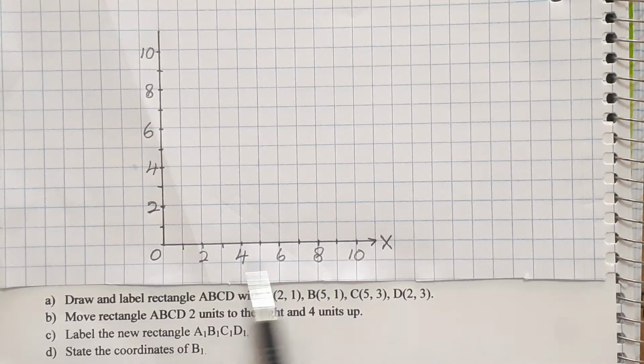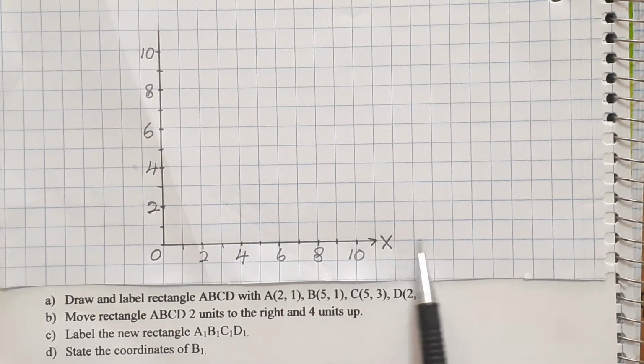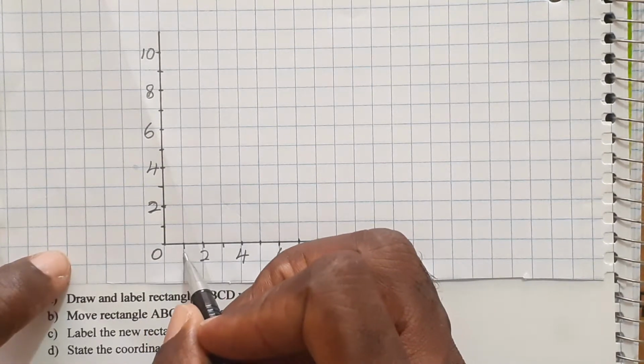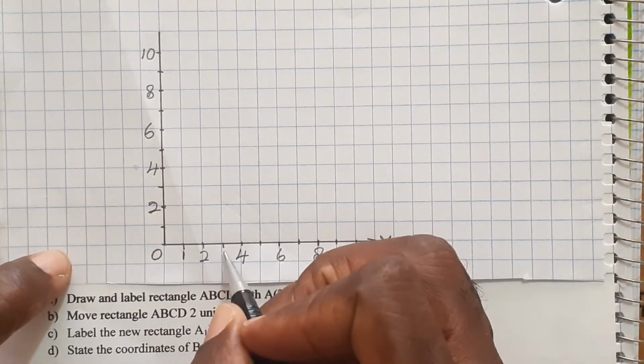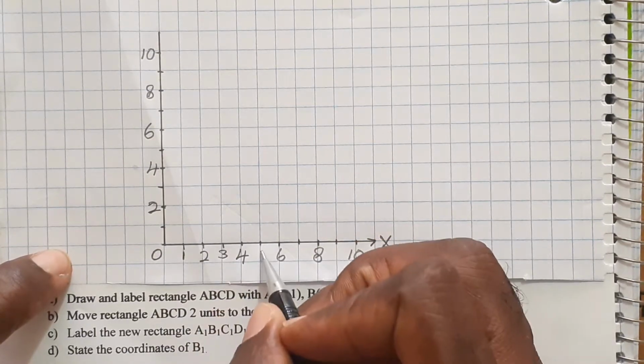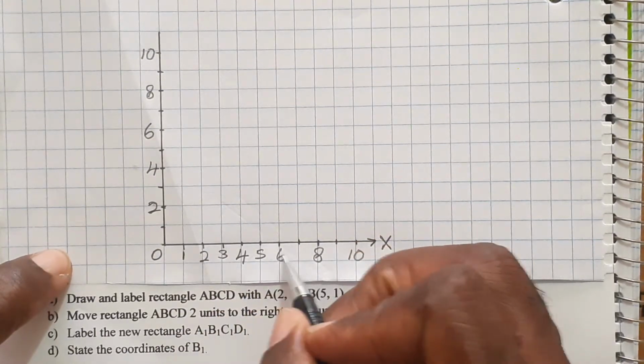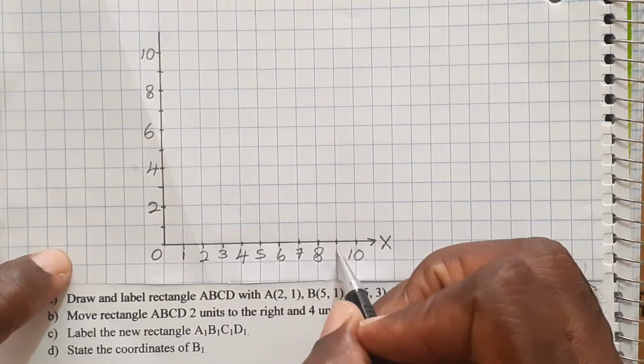We have the x-axis from 0 to 10, and it's labeled as the x-axis. So what we can do, we have 0, we could put in here 1, 2, 3, 4, 5, 6, 7, 8, 9.